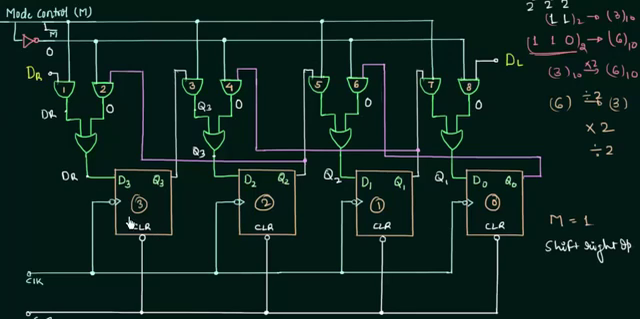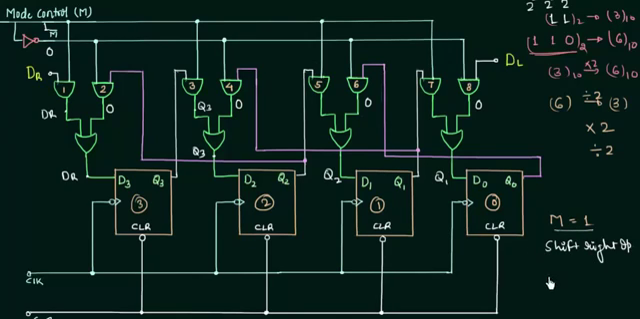The data is first stored in flip-flop number 3 for the first clock pulse, then it is transferred to flip-flop number 2 for the next clock pulse. In the same way, for the coming 2 clock pulses, it will be transferred to flip-flop number 1 and then flip-flop number 0. So it is shifting to the right like this. That's why we call it shift right operation when M is equal to 1.